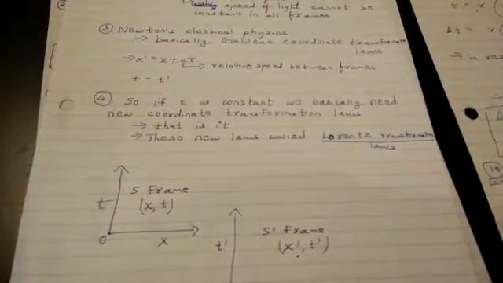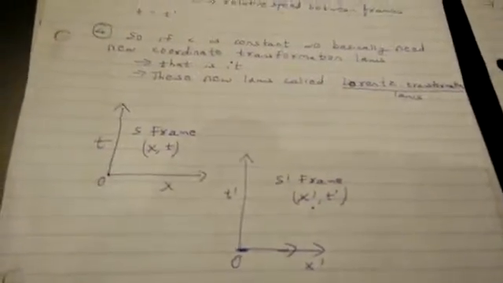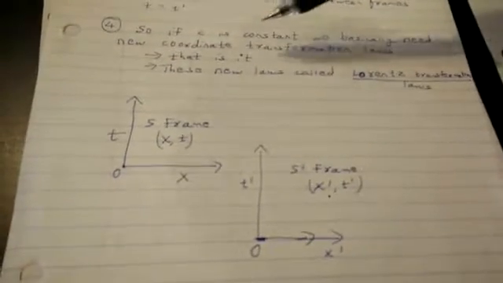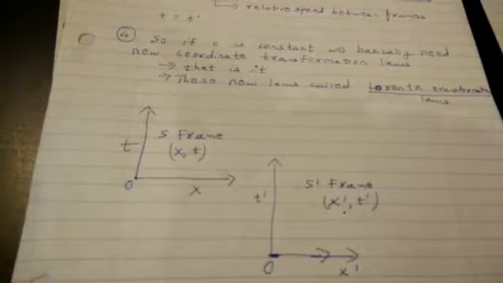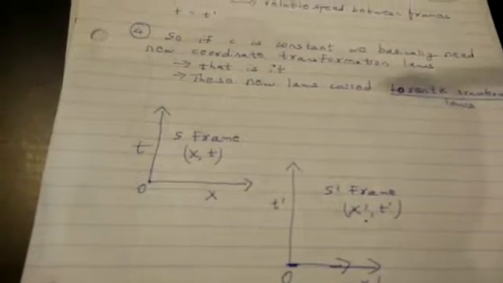Then if c is constant, you basically need new coordinate transformation laws. That's about it actually. These new laws are called Lorentz transformation laws, and let's start deriving them. Imagine there are two frames, S and S prime, and the coordinates in the two frames are x, t and x prime, t prime. And t prime is not equal to t, which we will see in future. That was an assumption in Newton's universe, but we will assume it's not true.